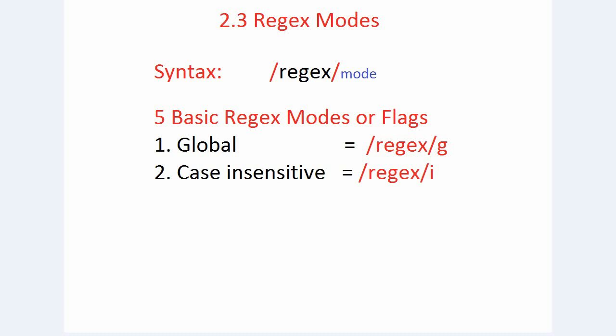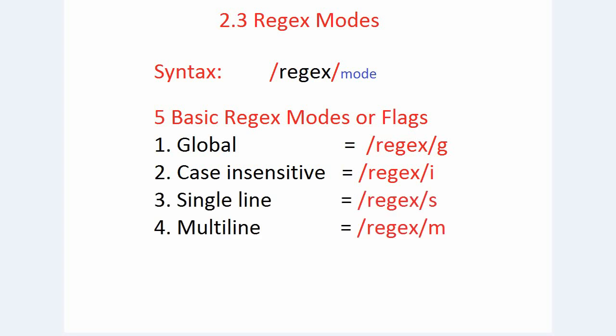Case insensitive mode will match without considering the case of uppercase or lowercase letters. It will just look for a word and it will show the match. The next two are single line and multi-line modes. For case insensitive, we use lowercase i. For single line, we use lowercase s, and for multi-line, we use lowercase m as the mode letter after the standard regex syntax.